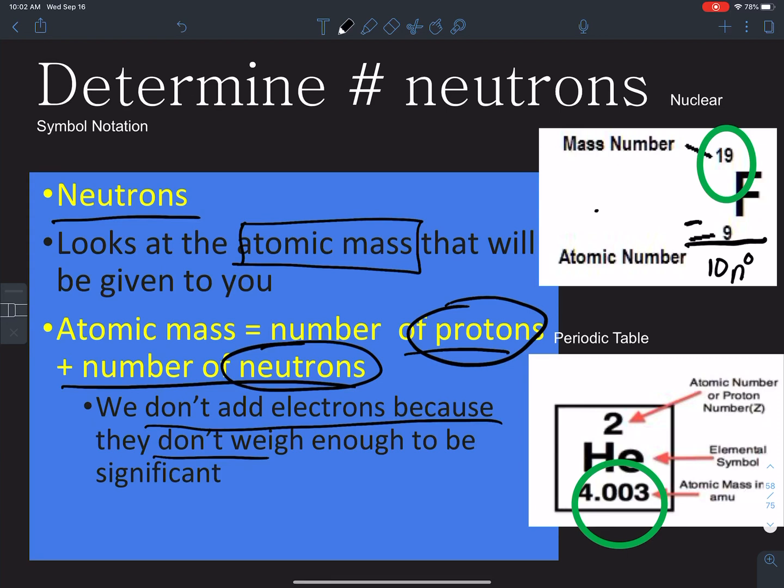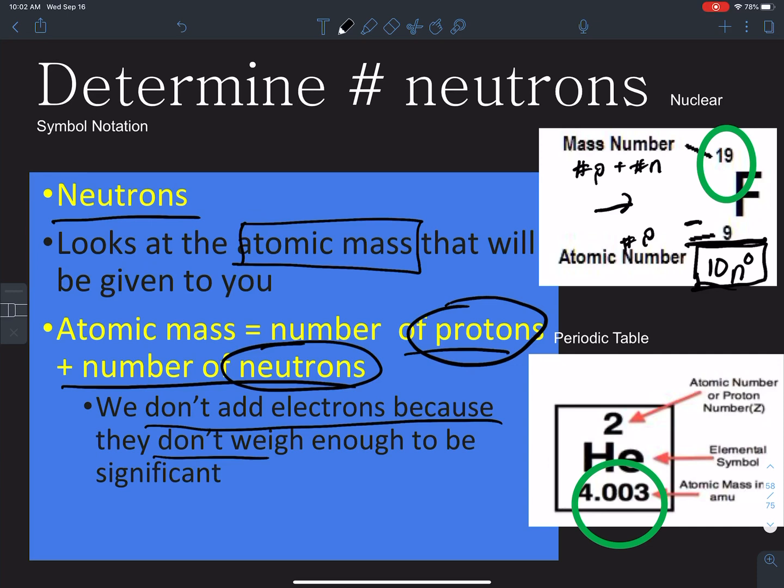So you can see here what we've done in nuclear symbol notation. Our top number for fluorine is 19. That's our mass number. Mass number is going to be number of protons added to number of neutrons. And our atomic number at the bottom is only number of protons. So if we use this setup and we subtract our number of protons from our mass number, we're left with a value at the bottom, 10, and that's our number of neutrons.